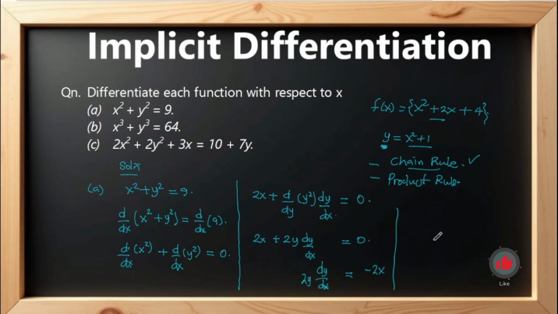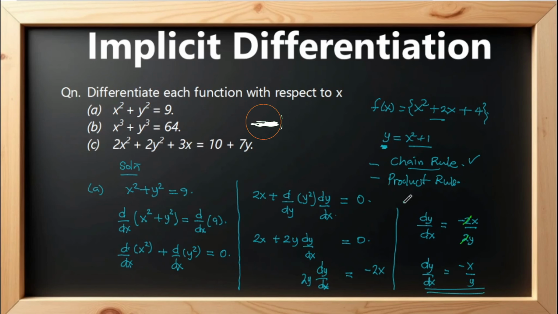Now dividing both sides by 2y, maybe I can switch it here. Our dy by dx should be equal to negative 2x over 2y, and we can narrow down this 2 here by dividing it through. So the remaining term for our derivative is negative x over y, and that is the answer to the first part here.